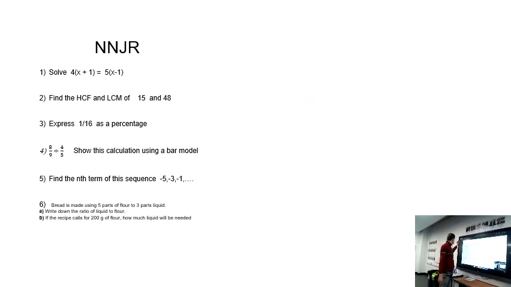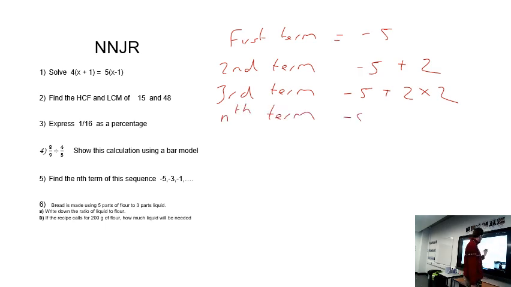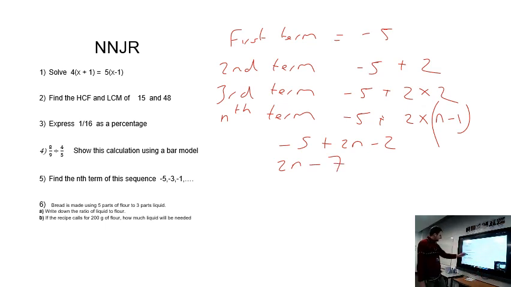Okay, so for question 5. First term is negative 5, and second term we've got negative 5, and then we're adding 2 once. Third term, negative 5, and then we're adding 2 twice. So the nth term is going to be a relationship. So second term we're adding 2 just once, third term we're adding 2 twice. Nth term will be adding 2, n minus 1. Okay, and so you can simplify this. This would be negative 5 plus 2n minus 2, and so this would be 2n minus 7. Okay, you can check it. So with n equals 1, 2 minus 7 is equal to negative 5.